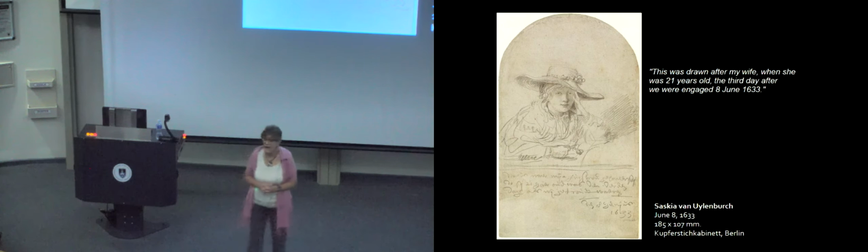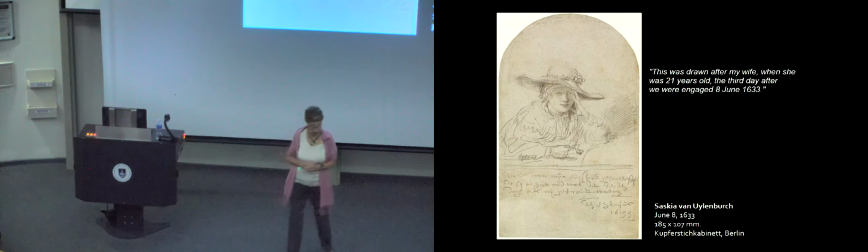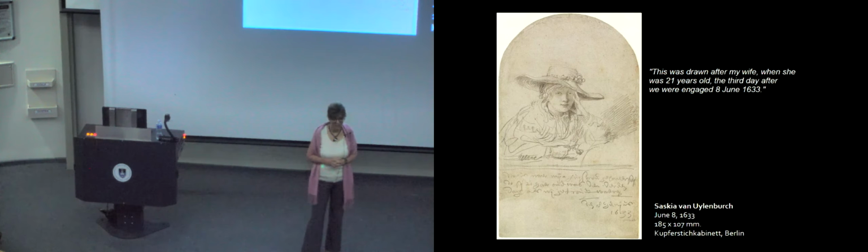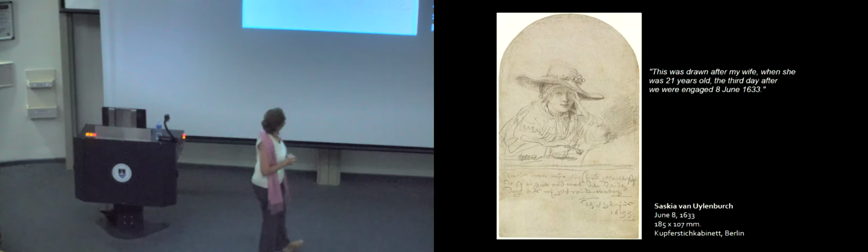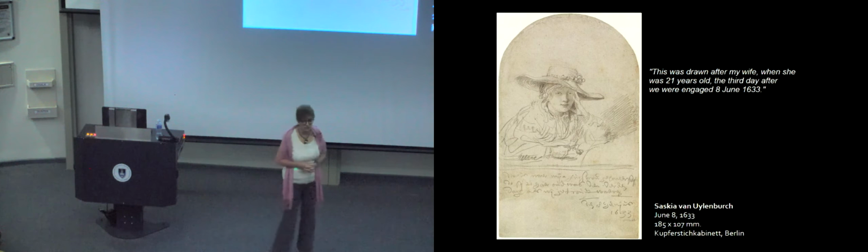This is one of the more idealized portraits that he made of Saskia when they were getting married, when he was engaged to her, and he made this portrait, and you can see here that he wrote on the portrait that it was drawn after my wife, meaning after her likeness, when she was 21 years old, the third day after we were engaged in June.